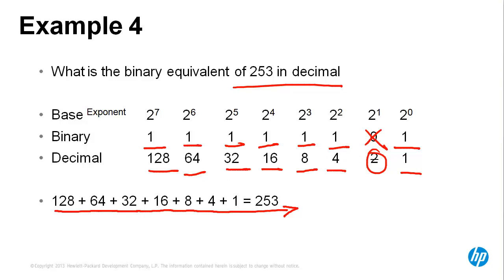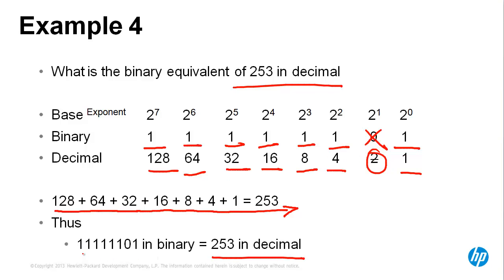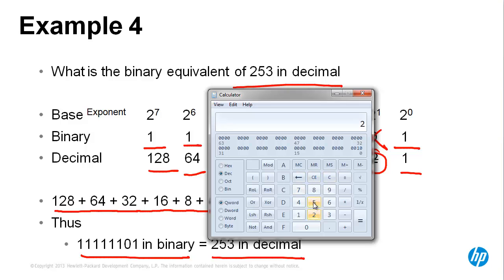So 253 in decimal is equal to 6 binary ones followed by a binary 0 followed by a binary 1.